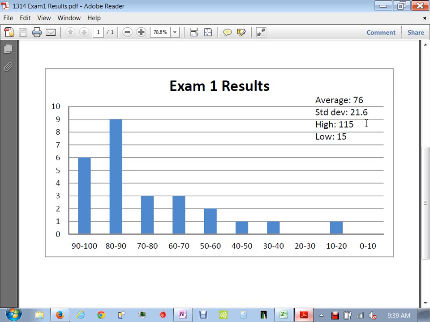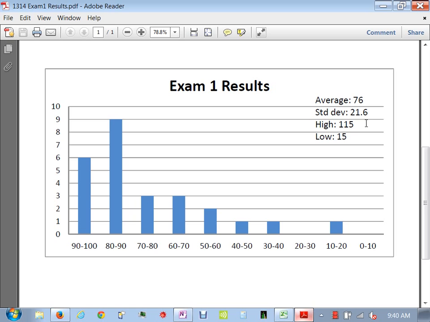I have here the high score is 115. I don't remember passing out 115 just now. So I don't know. Maybe I included the bonus later or something like that. I'll get to the low in a second. All right. Now, so the low was a 15. All right. That's it. So you kind of know from this chart where you stand.